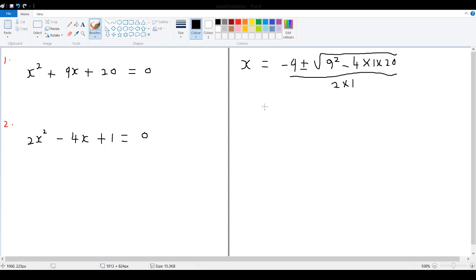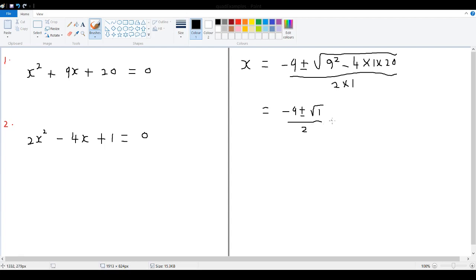Now, what does this give us? Well, this gives us minus 9 plus or minus, and now what is 9 squared? Well, 9 squared is 81, and then we are subtracting 80 from it. So we end up with the square root of 81 minus 80, which is just 1. And then we're dividing, and 2 times 1 is just 2. So we've got this.